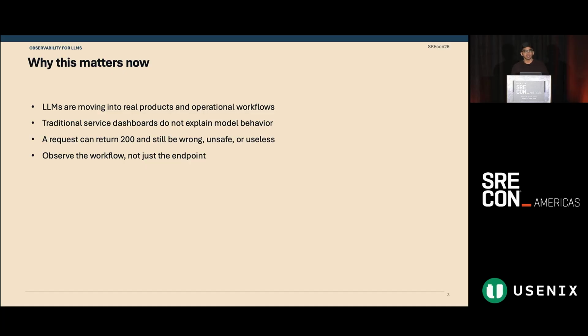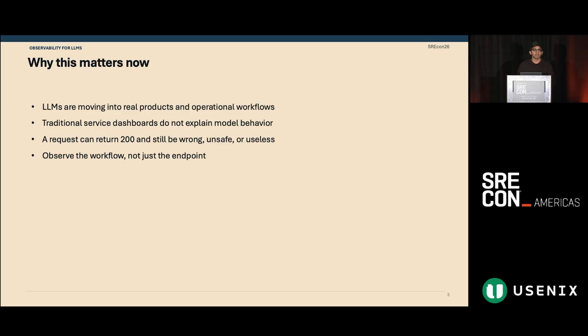Increasingly, LLM systems are moving into real-world systems and out of experiments. So products like support systems, co-pilots, search, and user-facing products are increasingly being powered by LLMs. However, the teams are still monitoring them using traditional service dashboards, and that creates a blind spot. A request can be successful. However, the model output can still be incorrect, unuseful to the user, or unsafe. And it does not even show the whole picture.